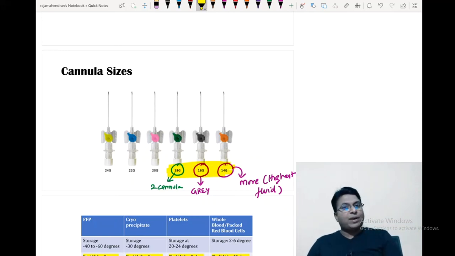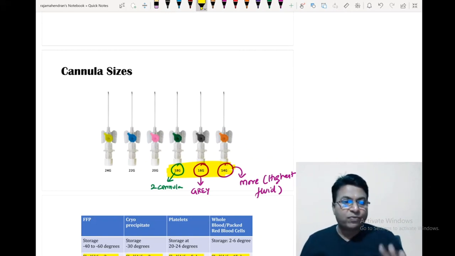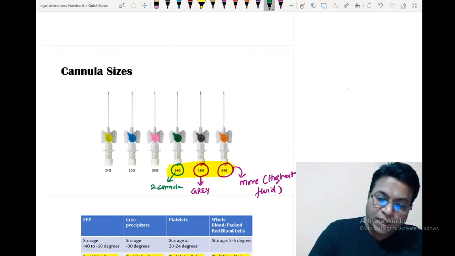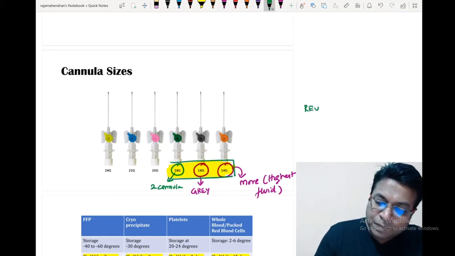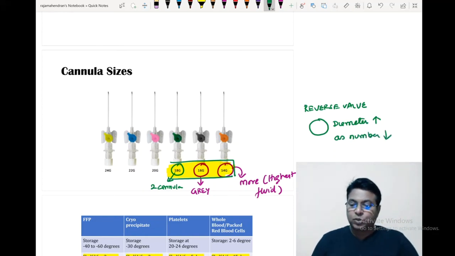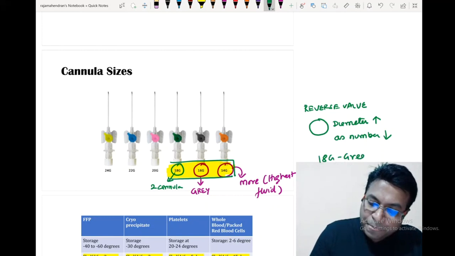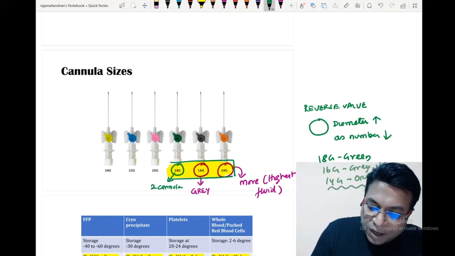It is common for students, and even faculty, to get confused between the cannula size and the French size. French and gauge are different. Gauge is a reverse value. As the gauge number comes down, the diameter of the cannula increases. Very important thing. 18 gauge is green, 16 gauge is gray, 14 gauge is orange. Which is the biggest among these? 14 gauge is the biggest.